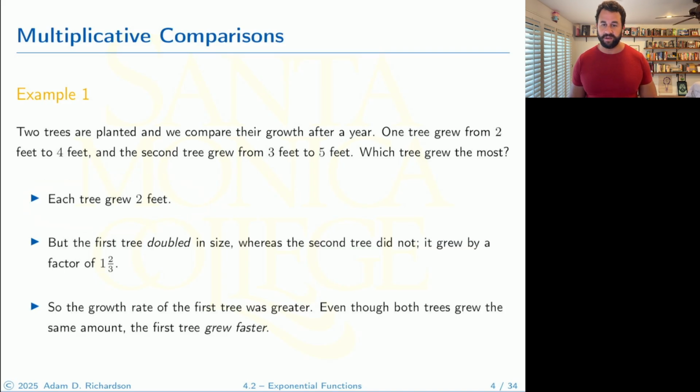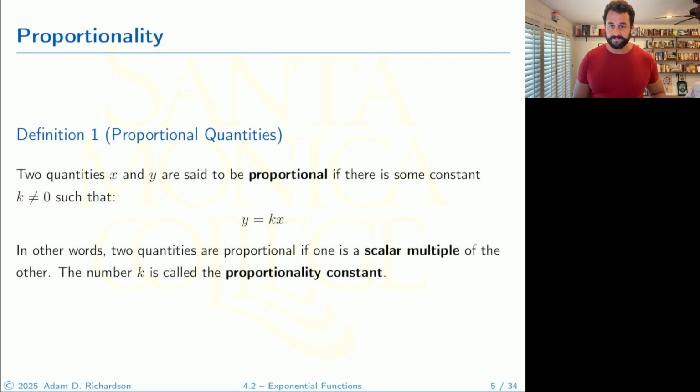But here's the interesting comparison. The first tree doubled in size. It went from 2 to 4 feet. Whereas the second tree did not double in size. The second tree grew by a factor of 1 2/3. So here's a situation where a multiplicative comparison is a little more informing than an additive comparison. They both grew the same amount, but the first tree grew faster. The growth rate of the first tree was greater in this case. So that's one of the reasons that a multiplicative comparison can be a little more revealing about the behavior of a certain situation.